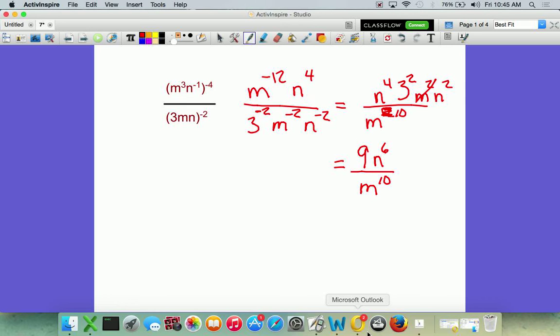Make sure you pay close attention to those negative signs. And remember that negative exponents never mean a negative goes out in front of the problem. This is a positive 9, this is not a negative 9.